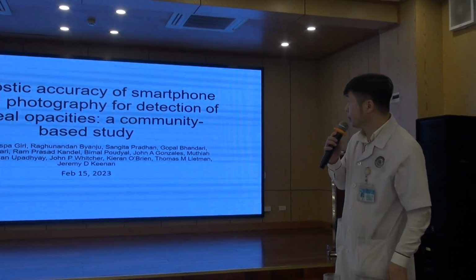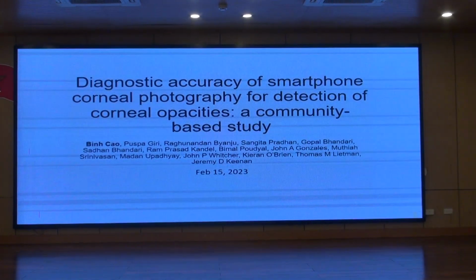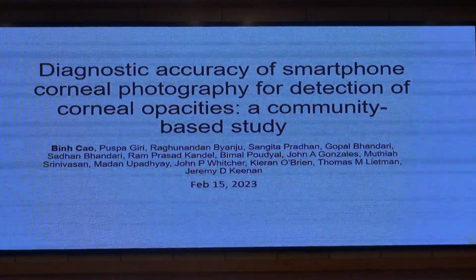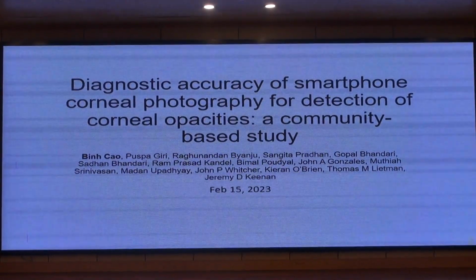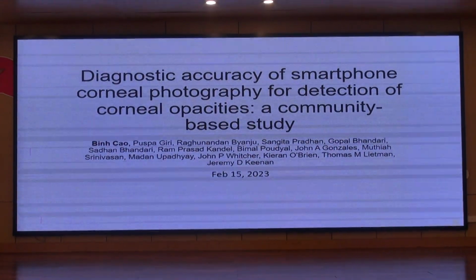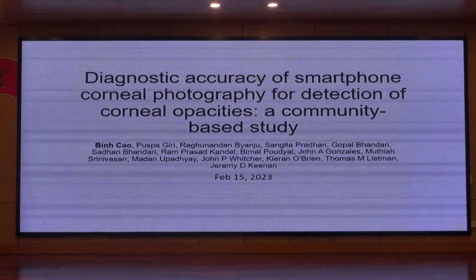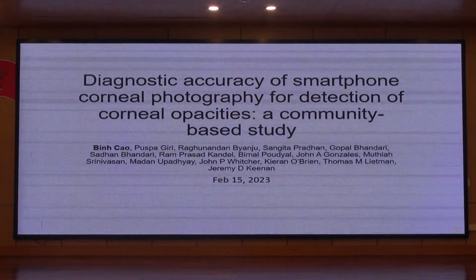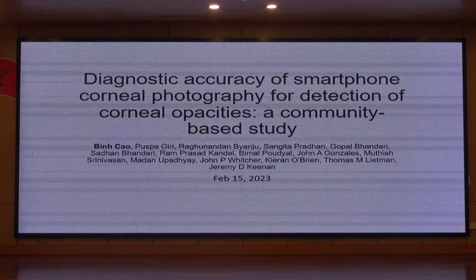We will be talking about one subject: diagnostic accuracy of smartphone corneal photography for detection of corneal opacity. As you know, right now we have a smartphone, so using a smartphone for detection of corneal opacity is very useful for everybody here. So we are eager to see your presentation.